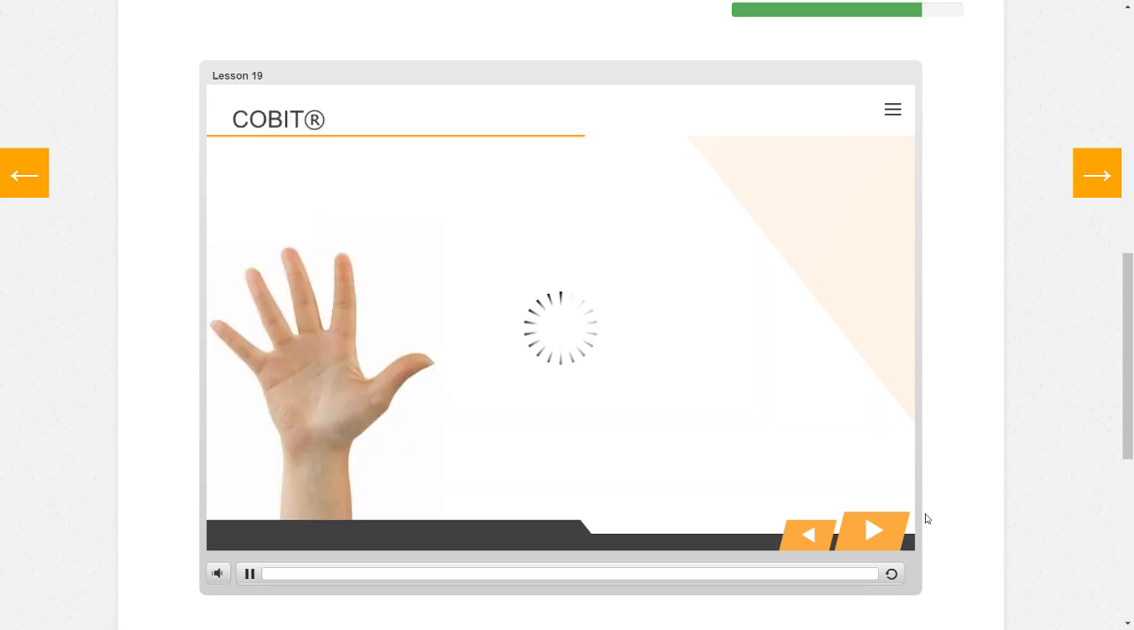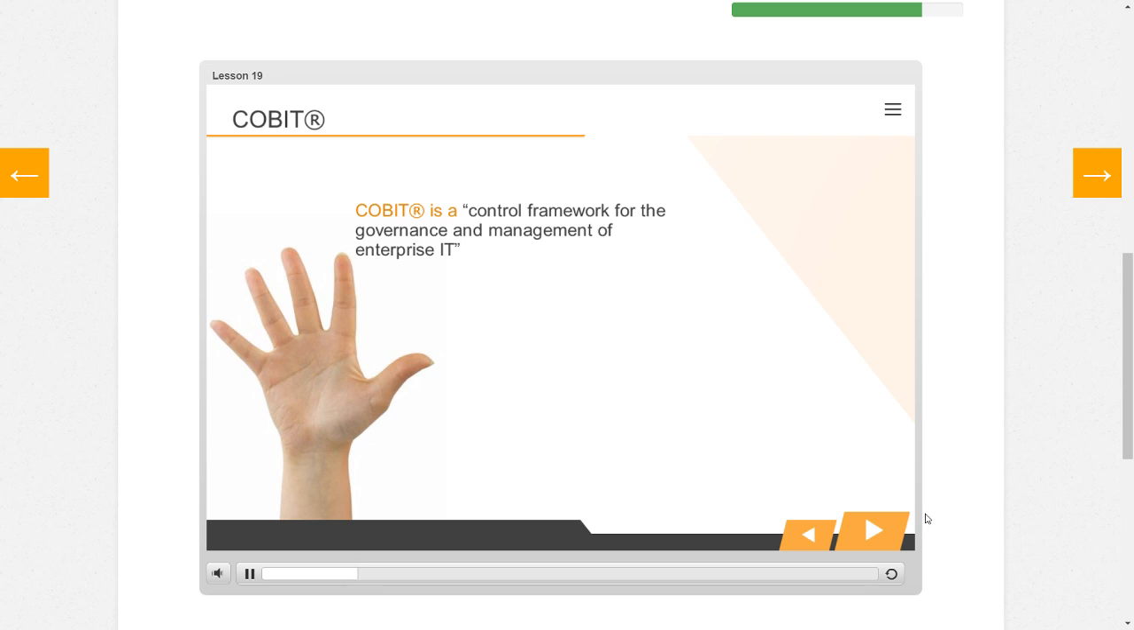The next area we'll study is COBIT. COBIT is a control framework for the governance and management of enterprise IT. The latest version of COBIT is COBIT 5.